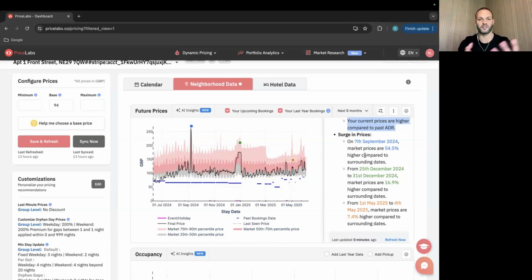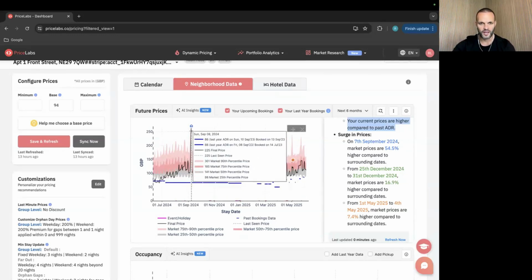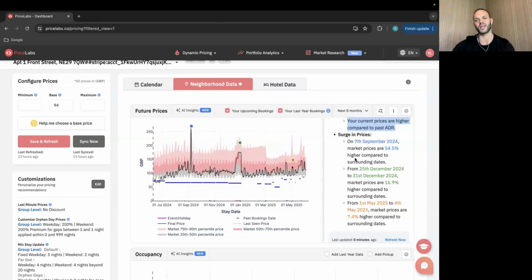Now, the reason that is, this is a Newcastle-based property, and the Great North Run is on that weekend. It's the largest half marathon in the world, I believe. Huge event, lots of people flood in. It's always a great time for hosts in the Northeast. But this is telling you that you can really ramp your prices up. And if we come back here, there's your spike there on Sunday, September the 8th. So that's kind of giving you an indication that surges in prices are happening on this date, and you should be looking at doing something about that.